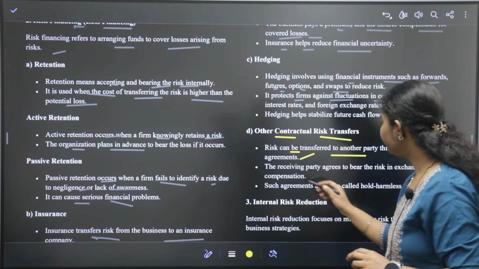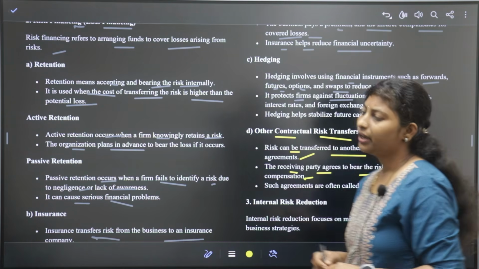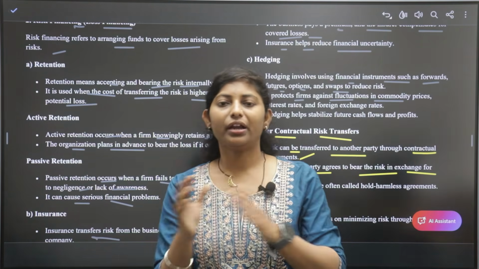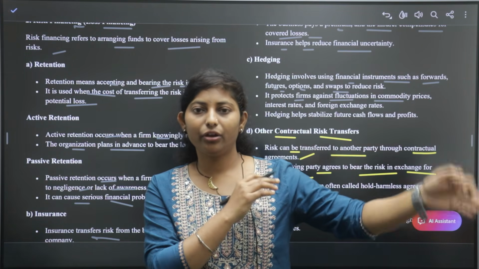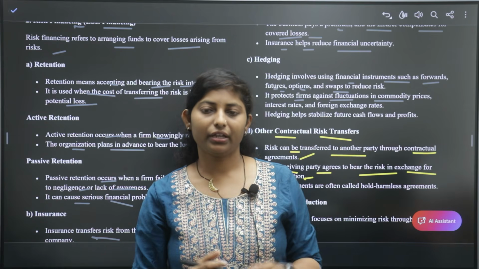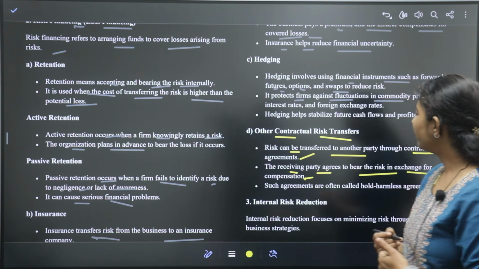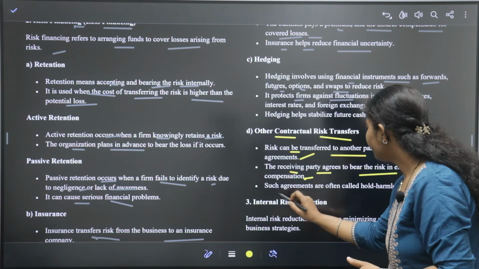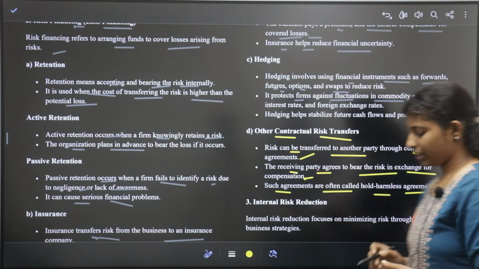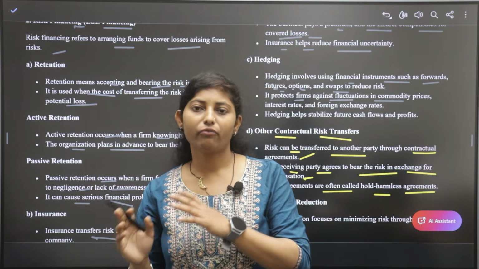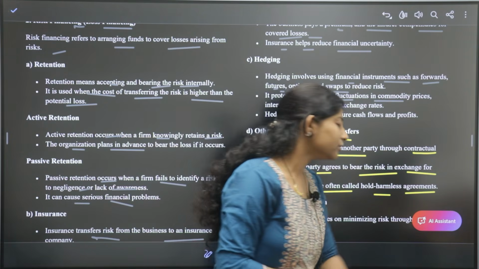And next, the receiving party agrees to bear the risk in exchange for compensation. They are ready to accept such risk. We are transferring the risk to the other party, and they say, okay, we are ready to take it, but pay us compensation. They are ready to take compensation from businesses, and that is why they work. And next, such agreements are often called hold harmless agreements, where we transfer the risk from one party to another.